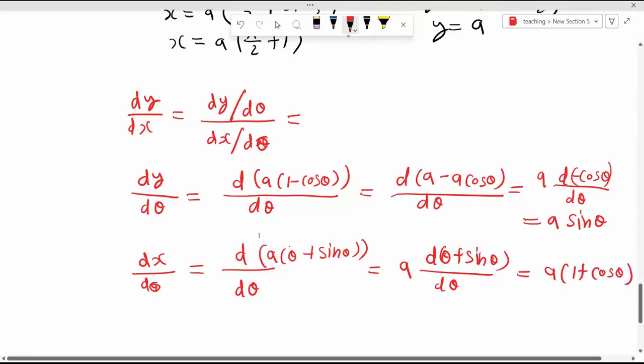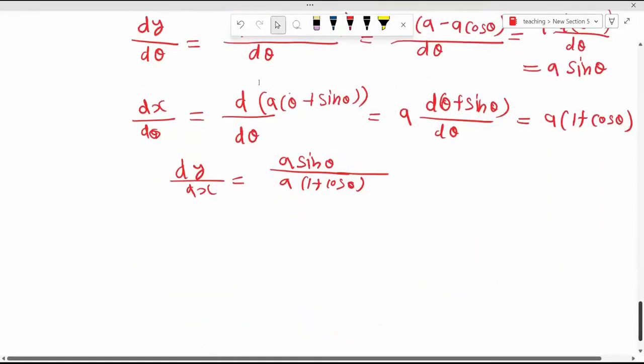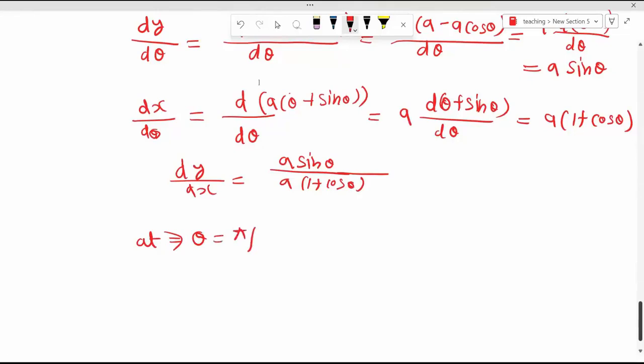Okay, now we have to calculate dy by dx. What is the value of dy by dx? dy by dx is equal to a sin theta upon a(1 + cos theta). Now we have to find dy by dx at pi by 2, that is, at theta is equal to pi by 2.